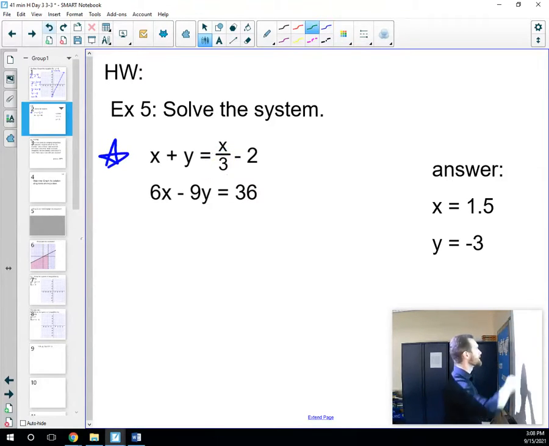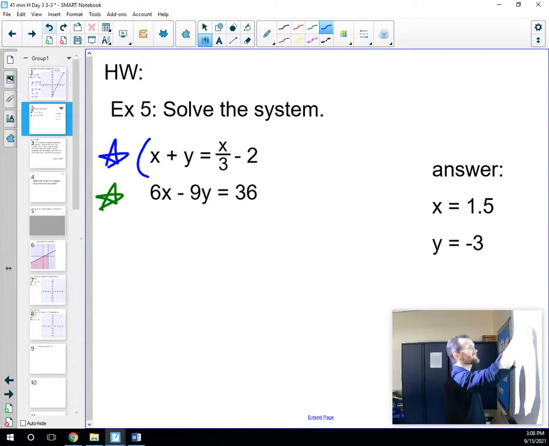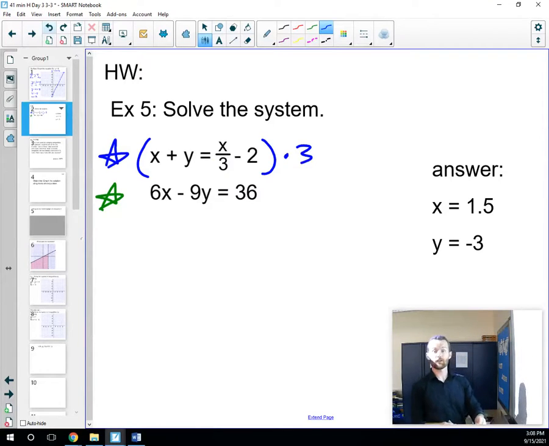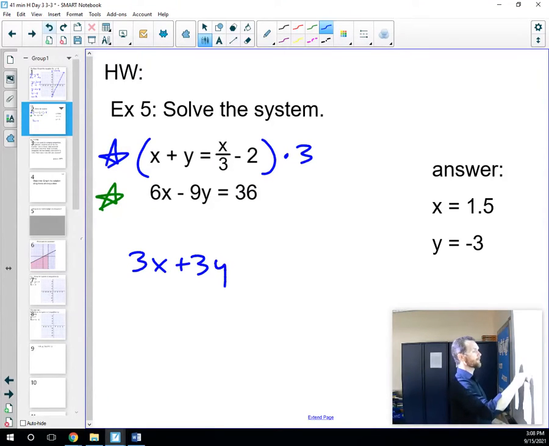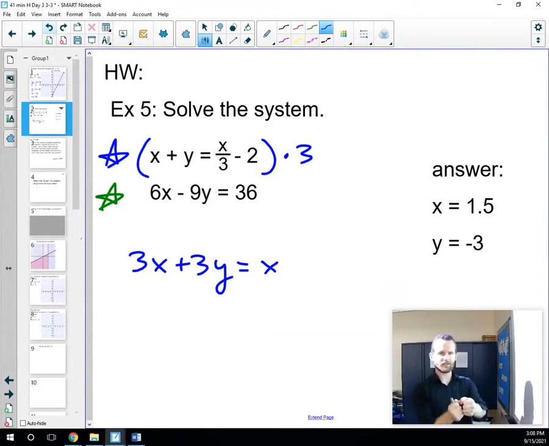I'll do the first one in blue. Second one, if we have to make changes, we'll do that in green. But the first thing, let's multiply this first one by 3, because that will cancel out the dividing by 3. We just distribute to everything we see. So x becomes 3x, y becomes plus 3y, equals x over 3 times 3 is just x. Remember that's what we're doing. To cancel out the divided by 3, we multiply by 3. And then negative 2 turns into negative 6 when we distribute the 3.